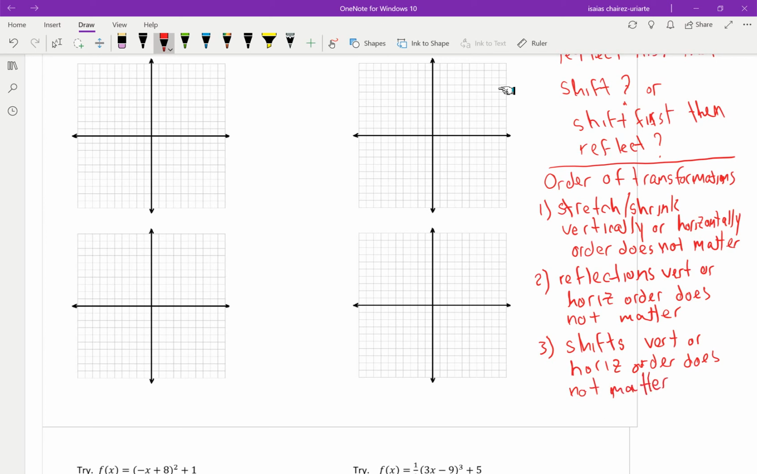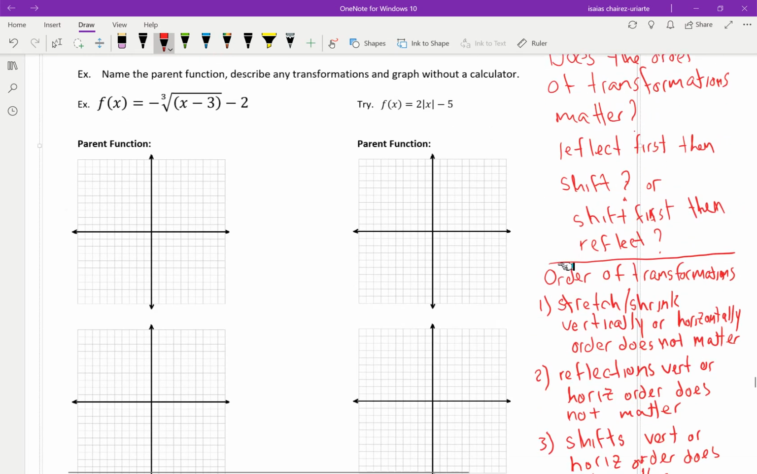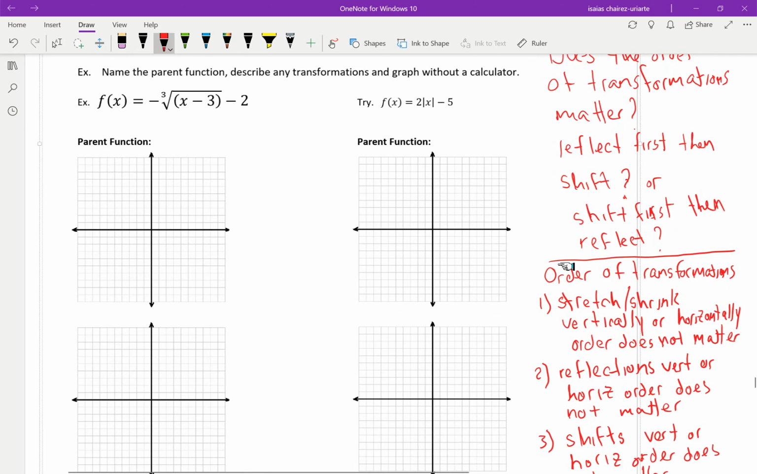Okay, so sometimes this doesn't apply, but keep this idea in mind: does the order of my transformations matter? Depending on the parent function, it may not, but if it does, then usually do the stretching and shrinking first, then take care of any reflections, and then at the end do shifts, just to keep it on the safe side. So keep that order in mind. All right, now let's get into the exercises that we were given here.